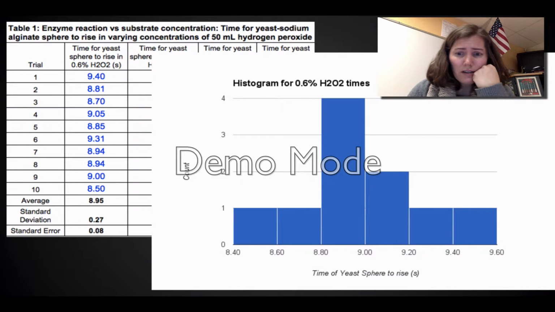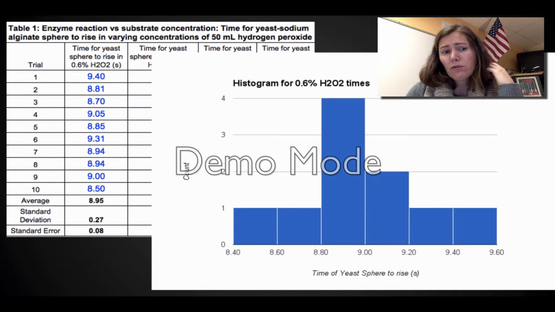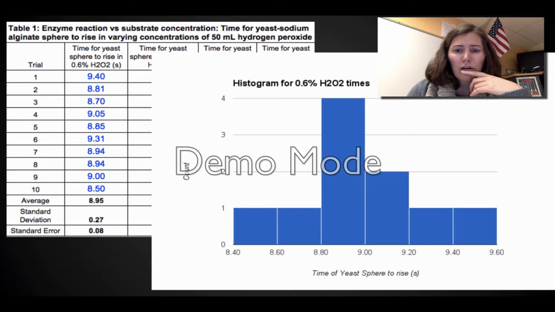The reason I did that is so that you can see that this data forms what we call a normal distribution. Another word for that is a bell curve, where you have a peak in the middle and it goes down on the sides. The average for this data is 8.95, and you can see in this histogram that value falls into the category that has the highest amount.